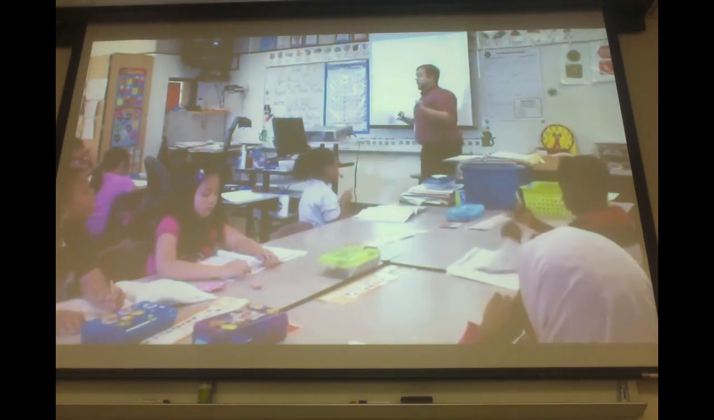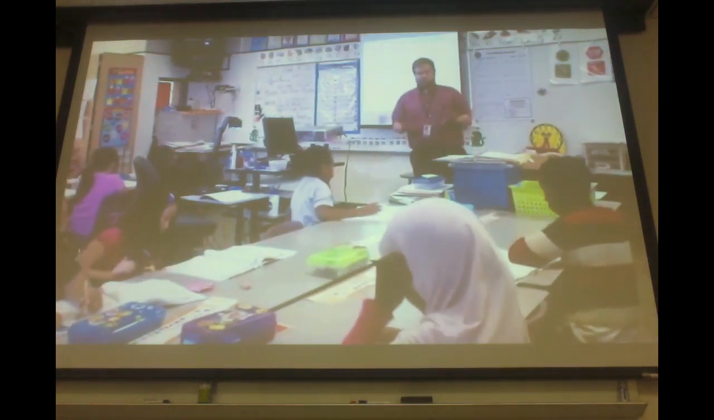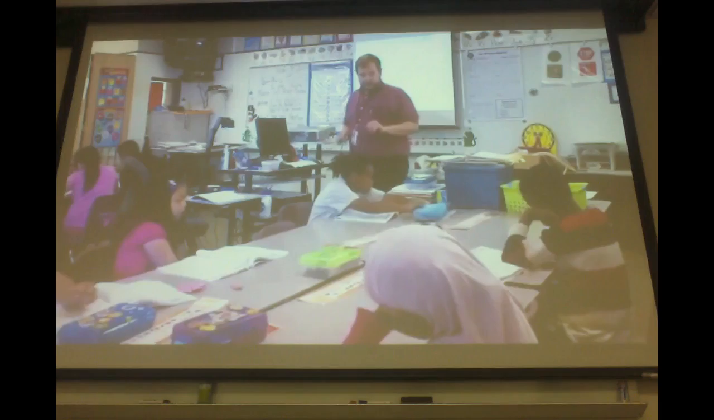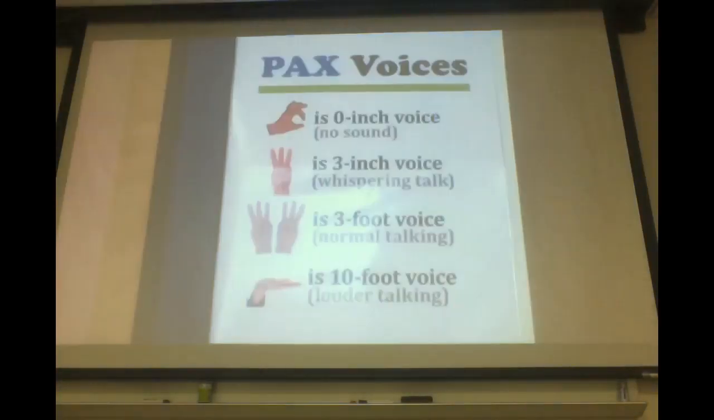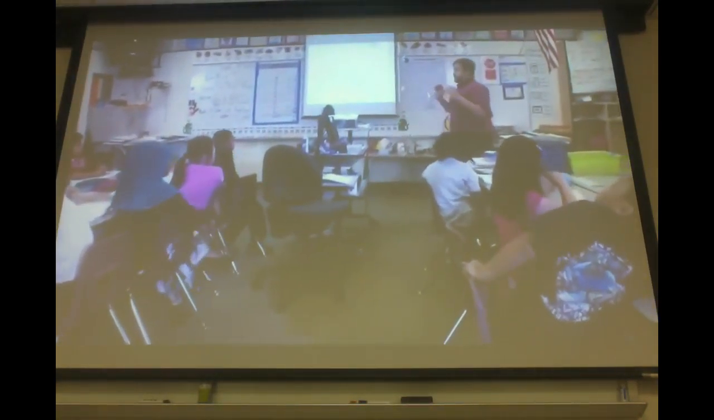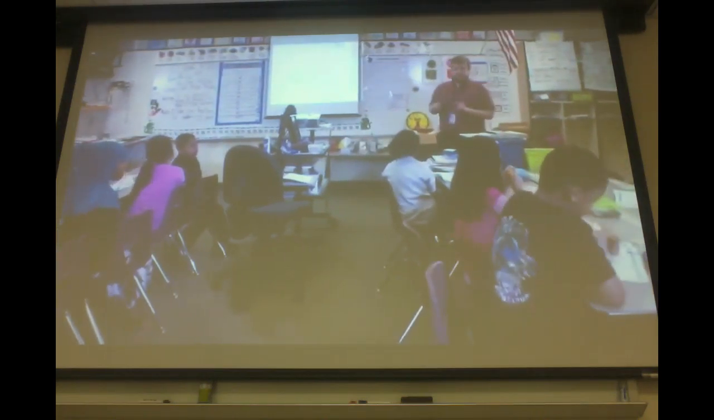Before playing the game, students were taught different PAX cues, which are nonverbal strategies like the quiet sign, PAX hands, and PAX voices. Let's try a 3-foot voice, please. Where 3 foot is normal talking. 60 minus 9 equals 7.